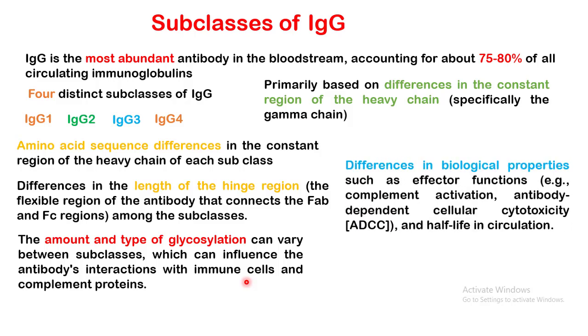And another important difference between the subclasses of immunoglobulin G would be differences in their biological properties, such as their effector function, like complement activation, antibody-dependent cellular cytotoxicity, and half-life in the circulation. So in the next video, we are going to see the first subclass of immunoglobulin G, which is known as immunoglobulin G1.